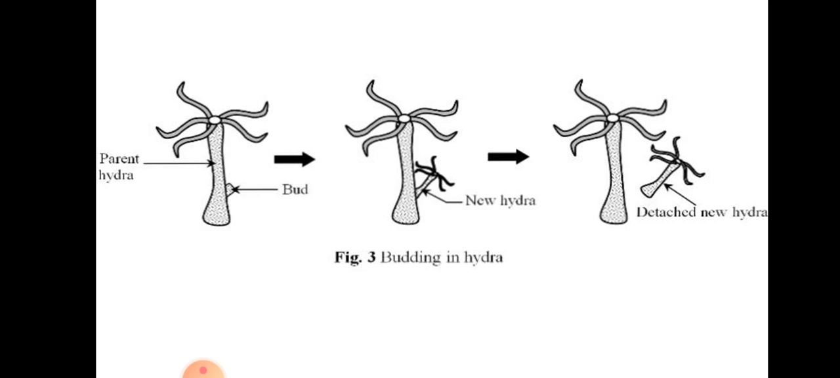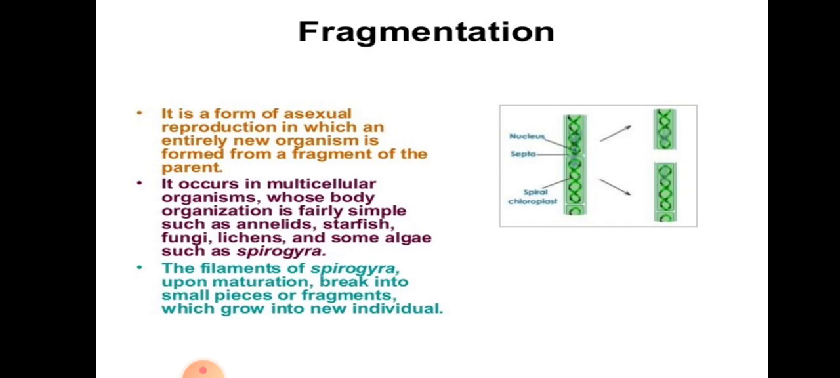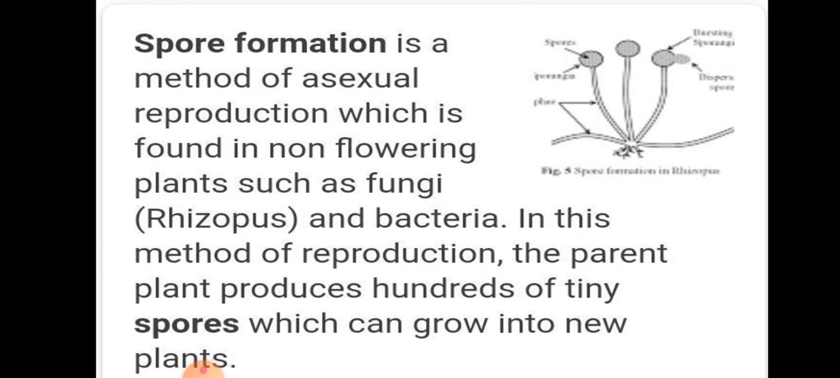You can see in hydra, the body wall is made up of two layers of cells and has a mouth with tentacles. The nucleus starts dividing and moves into the bud. After some time the bud detaches itself from the parent body and starts growing into a new individual. Asexual reproduction in plants: the first method is fragmentation. We have seen a mature spirogyra breaks into two or more fragments, and each of these fragments grows and forms a new organism.